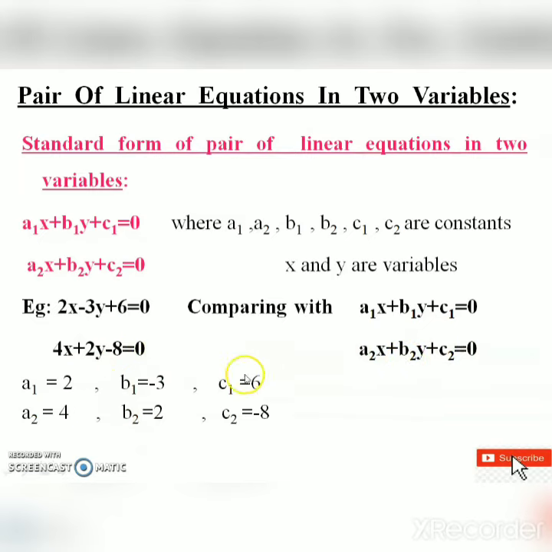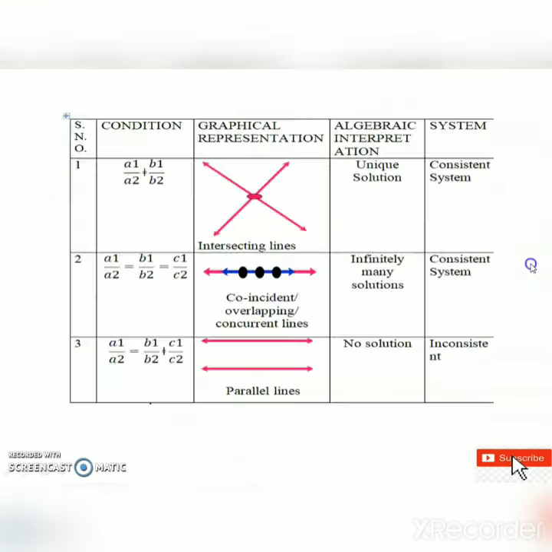So this is how you will write the constants in a pair of linear equations in two variables. Okay. Now how to draw the graphs. You have three types of graphs in pair of linear equations in two variables, and you need to remember all the formulas and whatever solutions you get. This table you have to learn by heart, for solving these sums, to know which solution you have, whether unique solution or infinitely many solutions or no solution, or consistent system or inconsistent system, or intersecting lines or coincident lines or parallel lines.